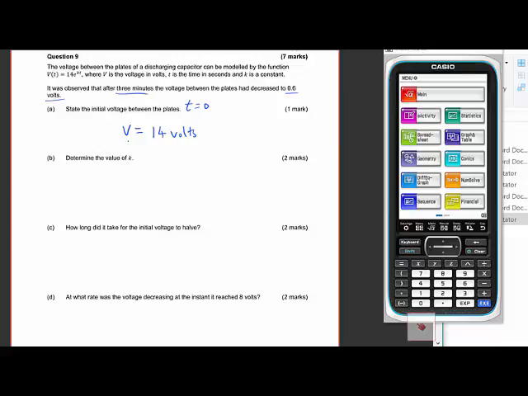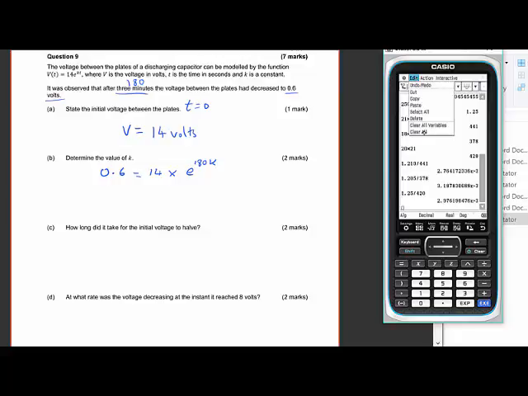Determine the value of k. Now that's where this is going to come in, I think. So t is the time in seconds, so 3 minutes is going to be 180 seconds. So we're going to say that 0.6, which is the volts, is going to be 14 multiplied by e to the 180k. So we can solve for that.